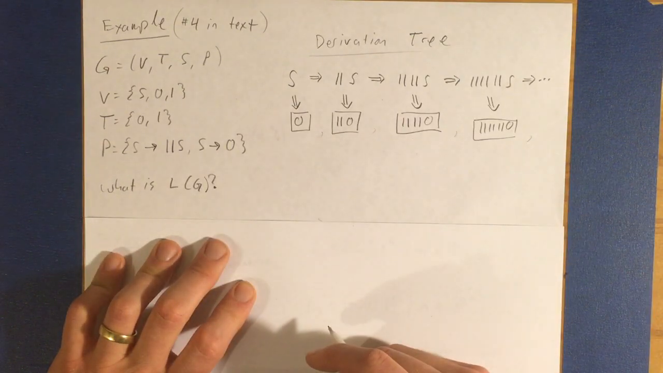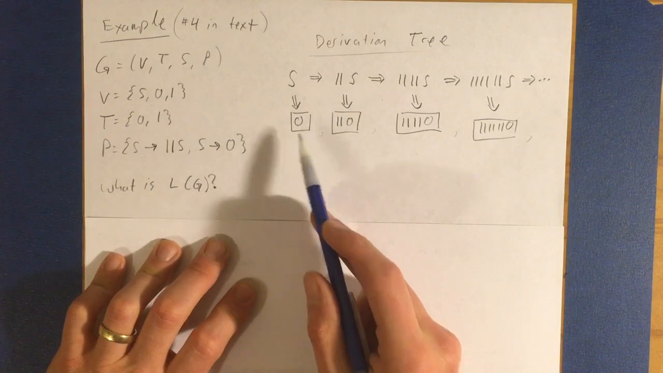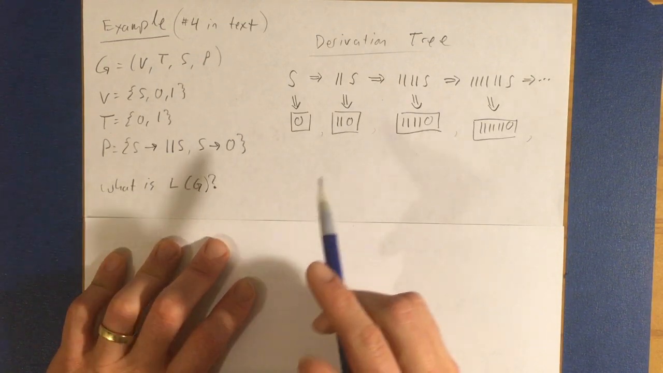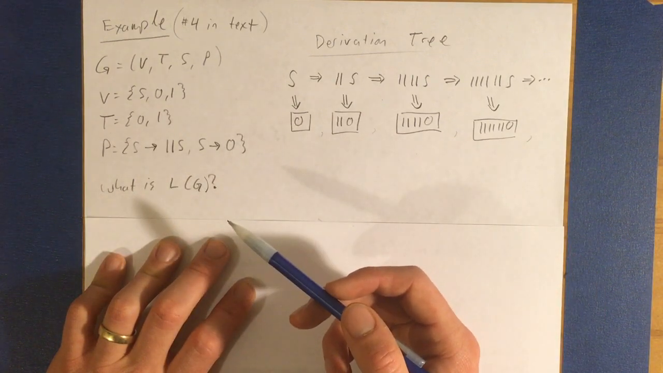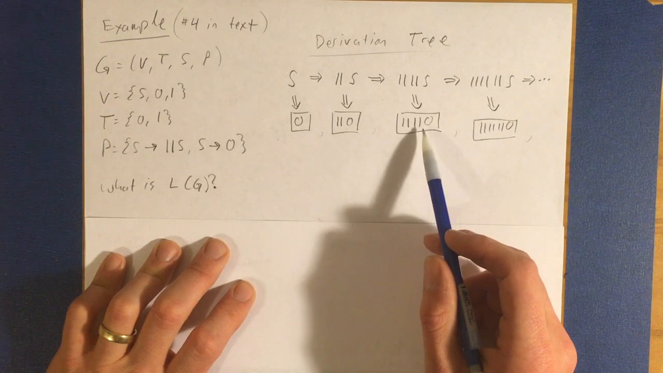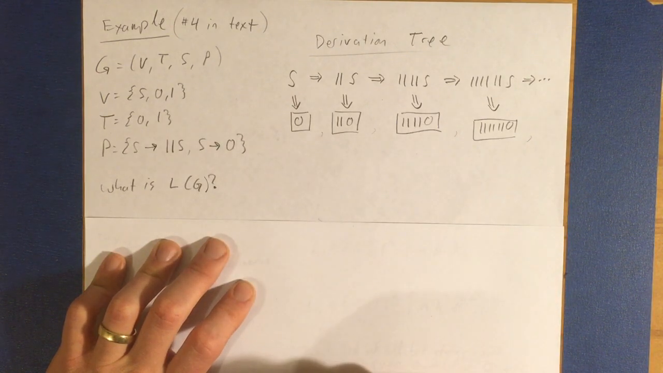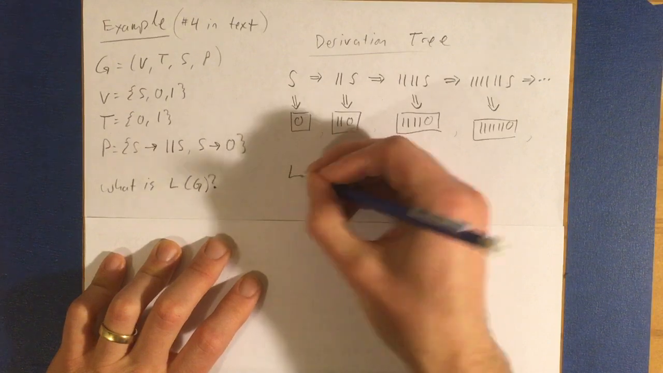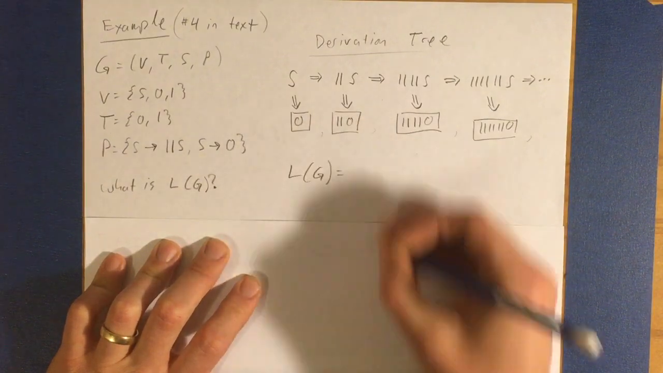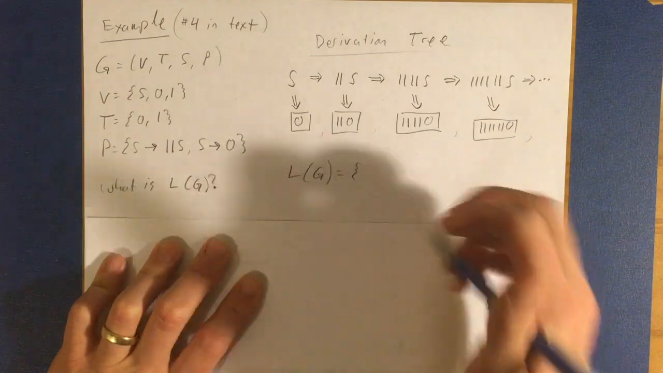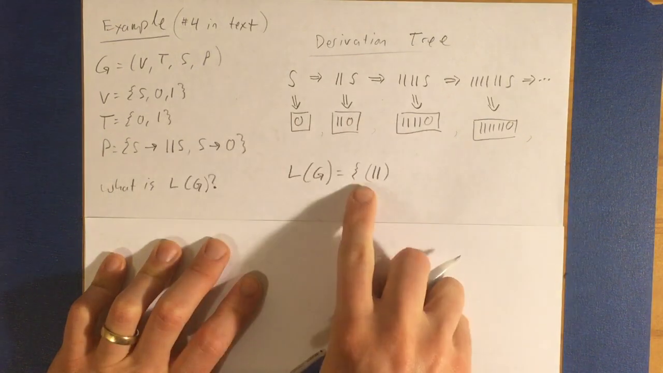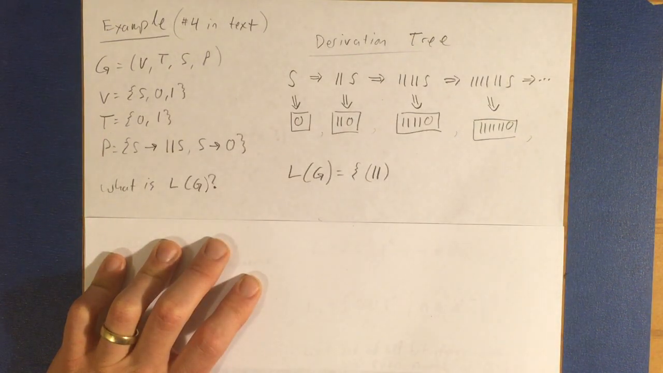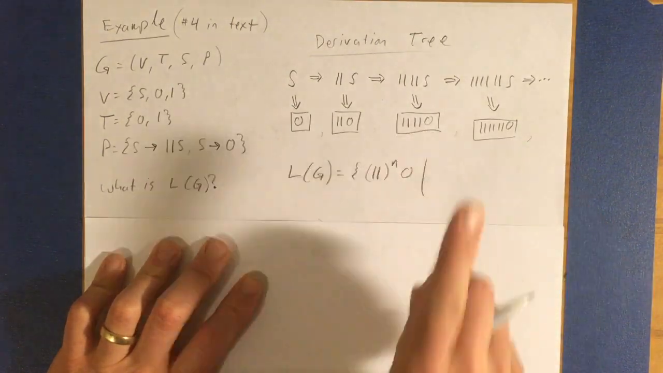So what is that language? It looks like it is a string of 1s followed by a 0, but not just any string of 1s, because whenever we introduce a 1, we introduce 2 simultaneously. 1-1. So that means we are going to have an even number of 1s. So you could write the language generated by the grammar as the set of all strings that look like some number of 1-1s. We could write that as the string 1-1 concatenated with itself n times, and then followed by 0. But what could n be?